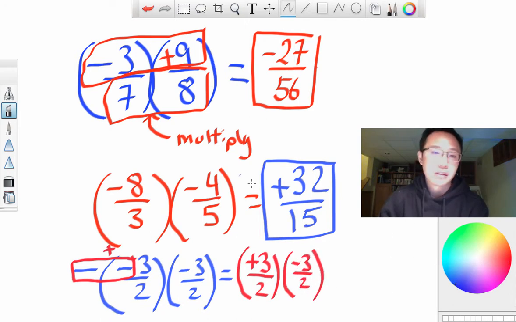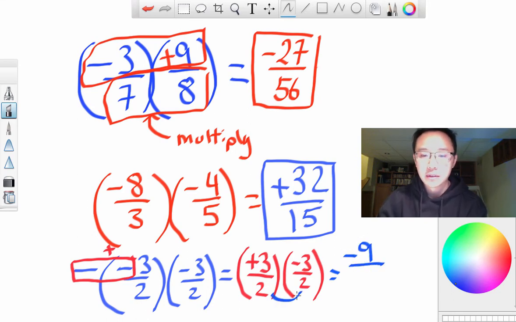That just basically looks like the ones that we have been doing. So positive times a negative is negative. 3 times 3 is 9. Multiply these two numbers together, 2 times 2, 4. That's your answer.